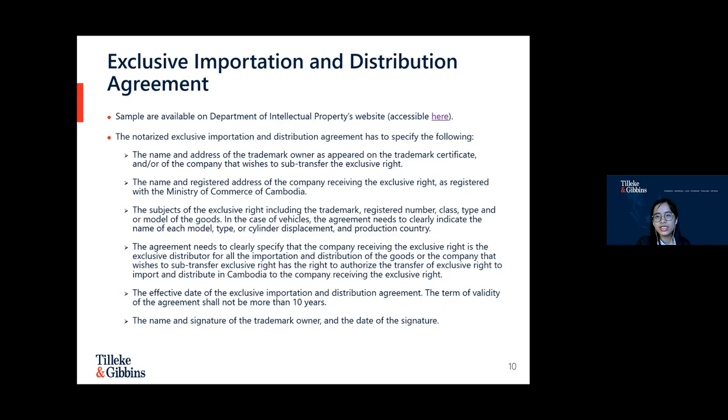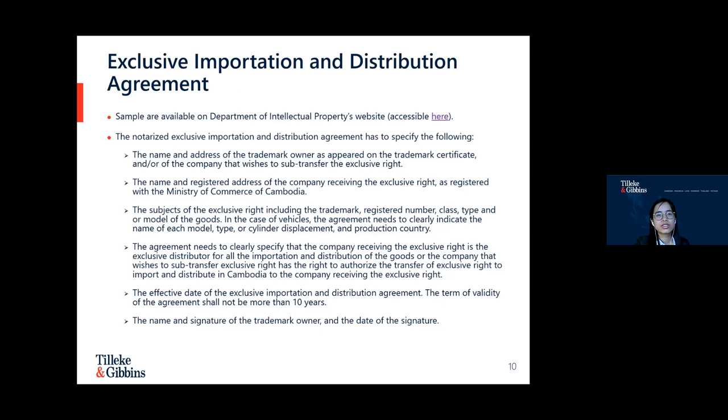So if you prefer to use a sample agreement, I think it only says something like, okay, we are the trademark owner, we provide exclusivity, and we appoint this person as the trademark exclusive distributor in Cambodia. Besides them, no other can distribute in Cambodia, like this and that. And not much confidential information, and then you have it notarized.